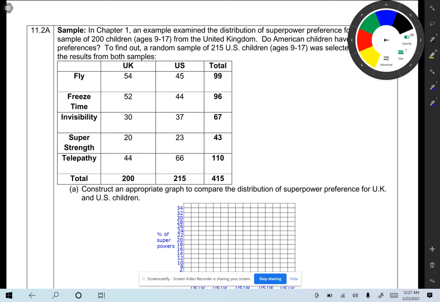So alongside the left, we have our response. So our responses are fly, freeze time, invisibility, super strength, and telepathy. So these are our superpowers. Okay. And then alongside the top are your explanatory variables. Okay, so your countries.